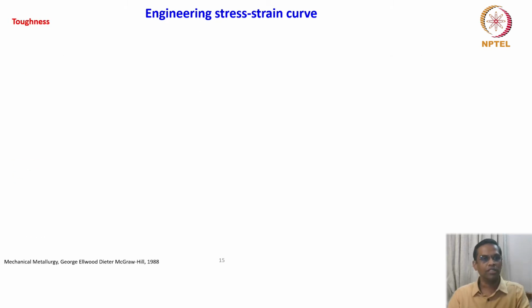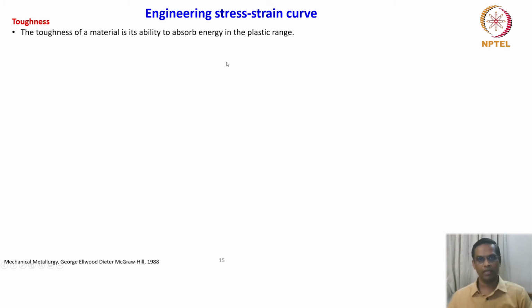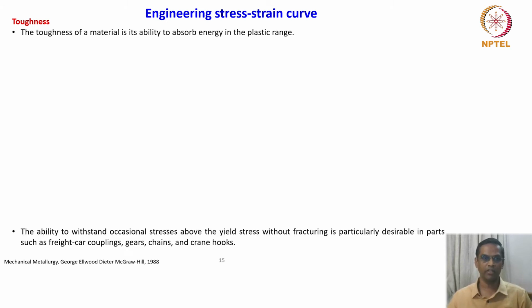So the next parameter is toughness. The toughness of a material is its ability to absorb energy in the plastic range. We were talking about resilience, which is in the elastic range. So this is particularly the plastic range.